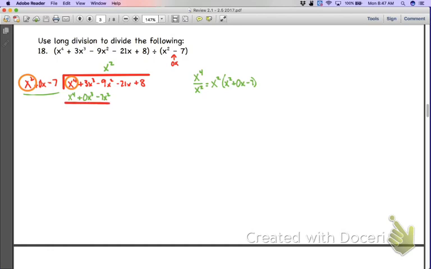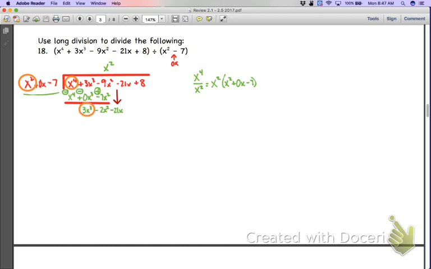Then, remember, whenever I subtract, I just change all the signs. So I circle it. That way we can make sure the x to the fourths go away. So 3 minus 0 is just going to be 3x to the third. Negative 9 plus 7 is a negative 2x squared. And then drop the next value. So minus 21x.